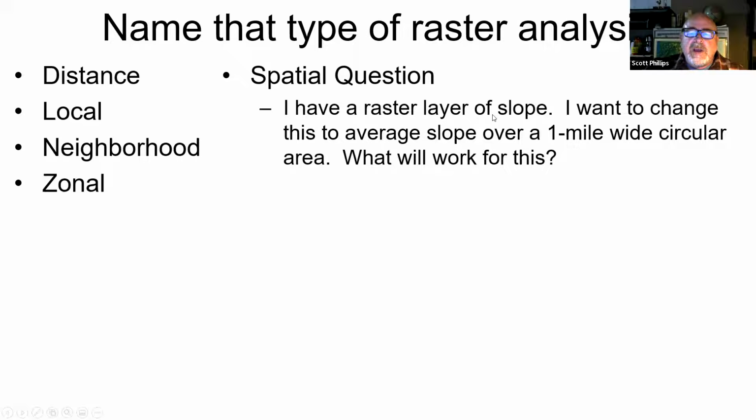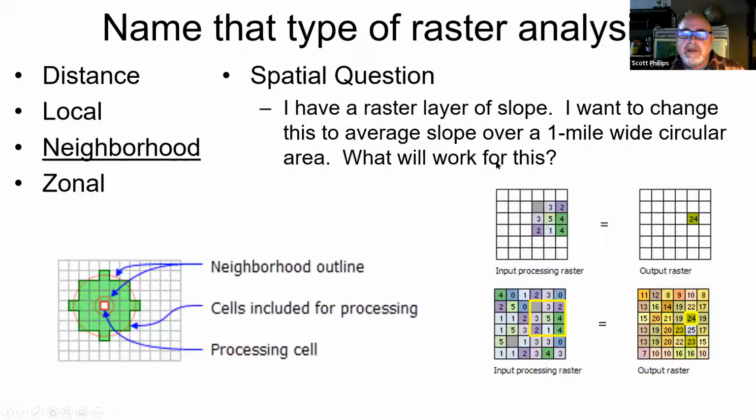Okay, I have a raster layer of elevation slope. I want to change this to an average slope over a 1 mile wide circular area. So you want to take a circular area and get the average within that area, to smooth out the slope information. What would work for that? That would be a neighborhood operation, where for each cell, it takes a circular area of 1 mile and then gets the average of the cells within that neighborhood.